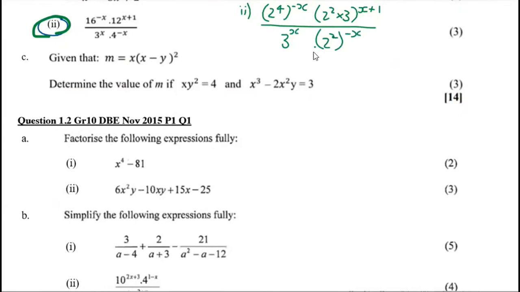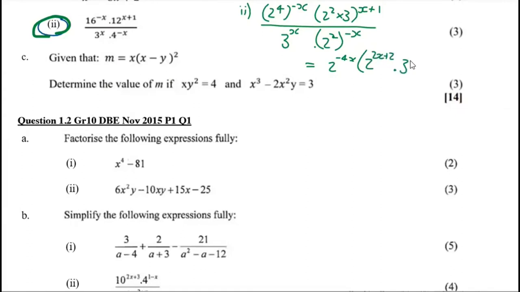Okay, we can use our exponent laws because there's 1 term everywhere. So that is going to become 2 to the negative 4x. Remember, you multiply your exponents. Then I'm going to get 2 to the 2x plus 2.